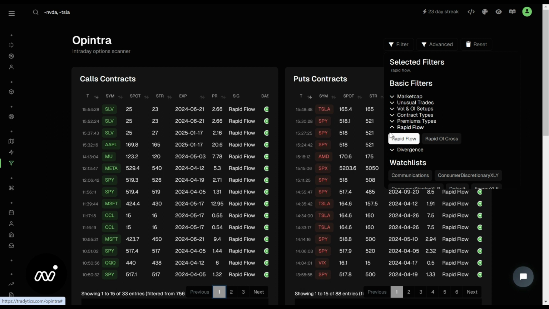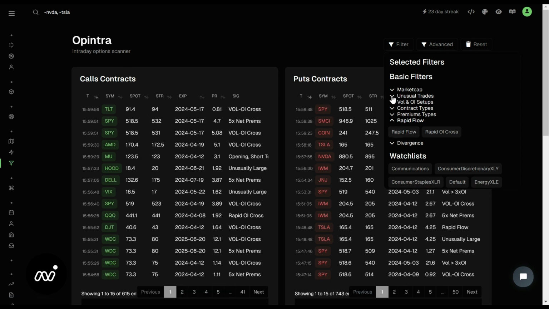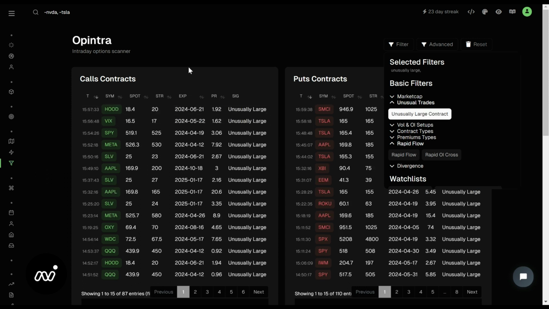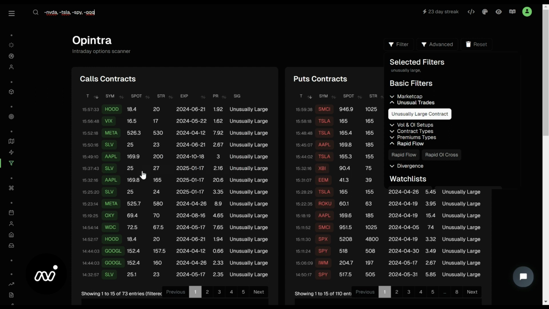I'm going to uncheck that. I'm also looking frequently for unusually large contracts just to see what exactly is happening and if there's anything interesting in there. I'm going to go ahead and remove SPY and QQQ so we can drill down just a little bit and see exactly what sort of unusually large contracts are popping through for us. Let's go ahead and get rid of those. That cleans it up nicely.